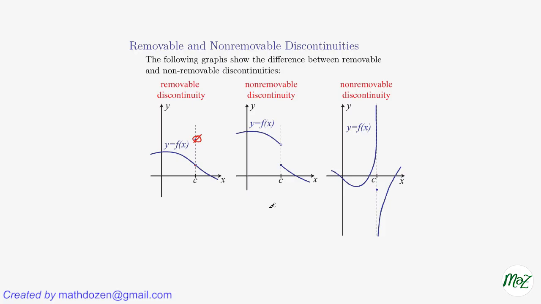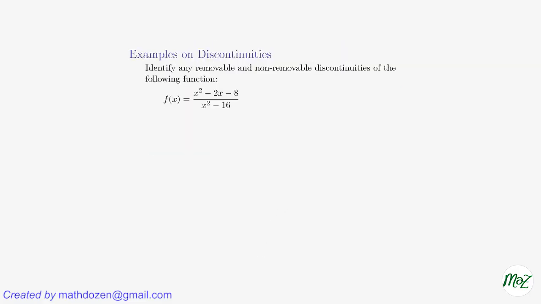Now, the other two functions do not have removable discontinuity, because the function in the middle doesn't even have a limit as x approaches c, and the function to the right also doesn't have a limit as x approaches c. The graph doesn't approach the same height from both sides of x equals c, on this graph and on this graph in the middle. Now let's do an example on investigation of discontinuities.